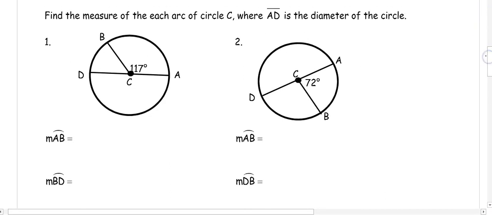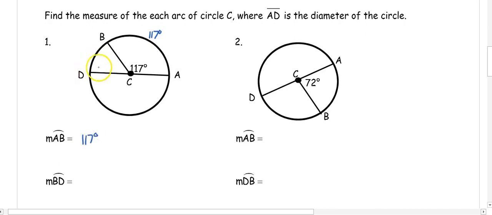Find the measure of each arc of circle C, given that AD is a diameter. So we know that AD is a diameter. It's splitting that circle into two semicircles. So first one we're looking for is AB. Well, AB is going to be the same as the central angle, so it's going to be 117 degrees.